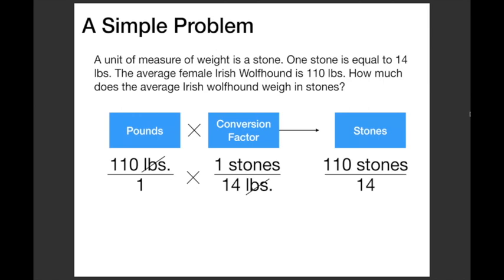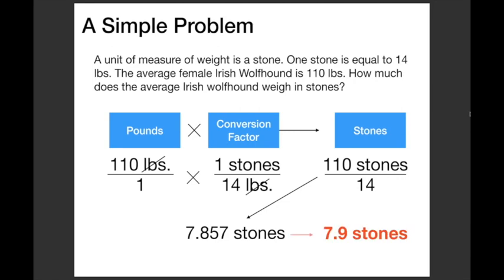We now have 110 stones divided by 14, which gives us 7.857 stones. If we consider the number of significant figures in this problem, it only has 2. So, following rounding, we get 7.9 stones.